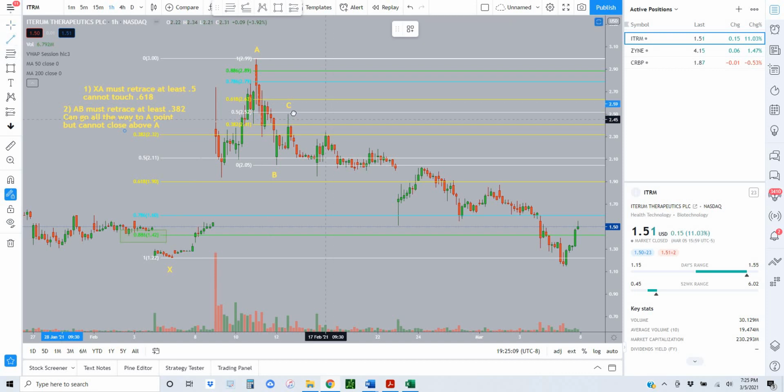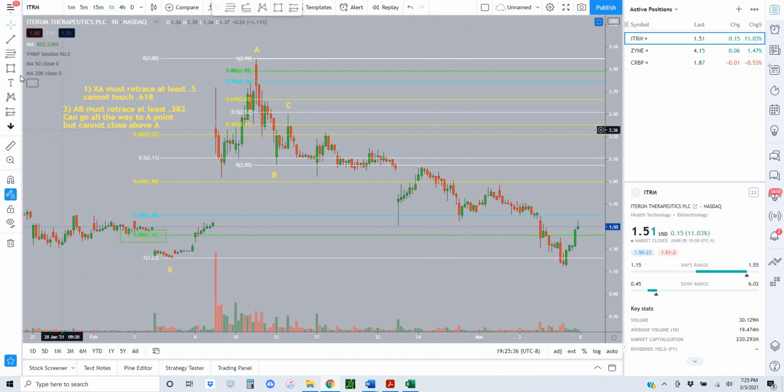So if this decided to not stop at the 0.5 and it decided to go all the way up to A, that is a valid move still for a bat pattern. It can actually, the candle wick can extend beyond A, but it cannot close above A. Okay? So it has to be at least a 382. It can go as high as A, but it cannot close above A. If it closes above A, then the pattern's invalid.